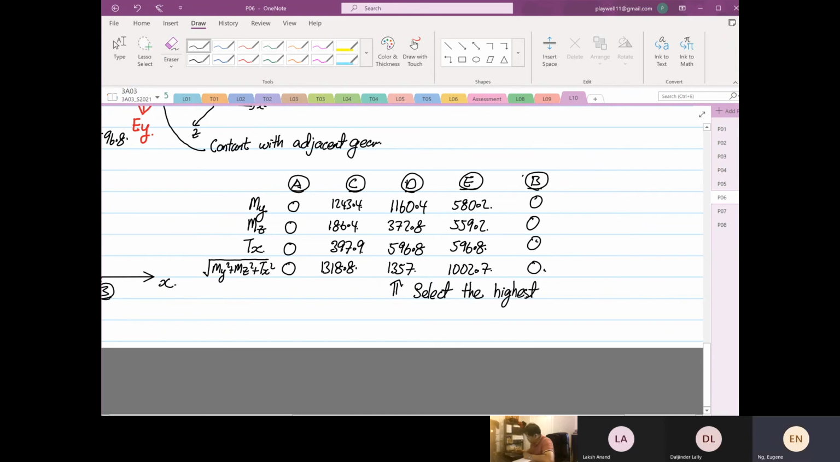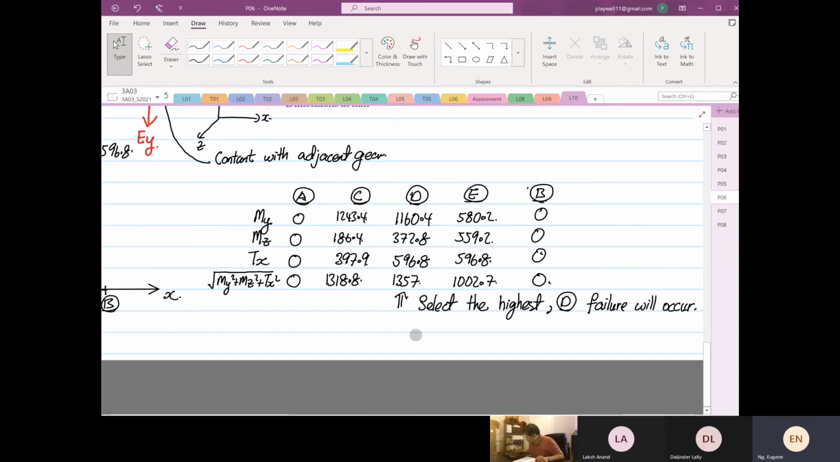Okay, so if you look at these numbers, you pick the highest one. Okay, you select the highest. Why do you select the highest? Because point D is where failure will occur. So that's where it's so critical to find the forces in the right direction. If your forces are wrong, all this is down the toilet bowl, unfortunately. Okay, so now we know it's 1357.